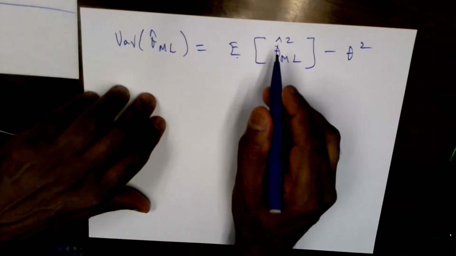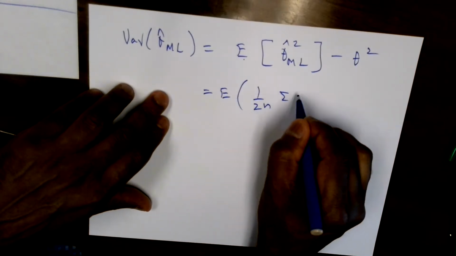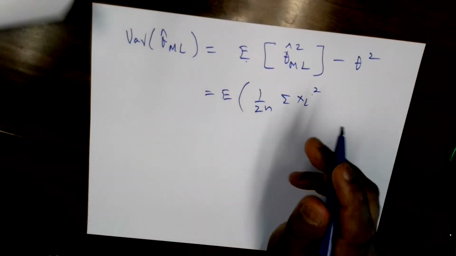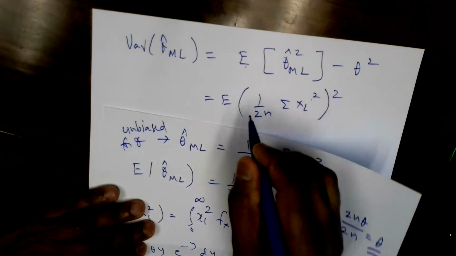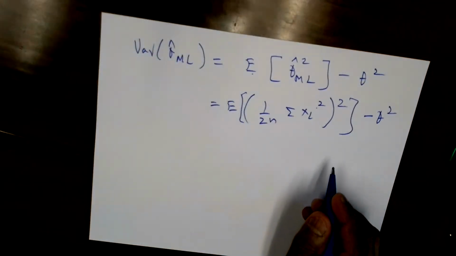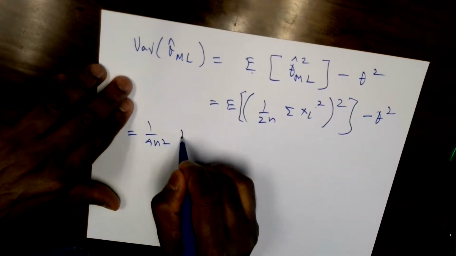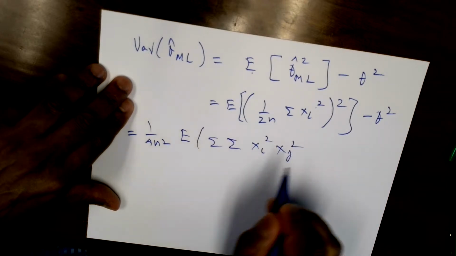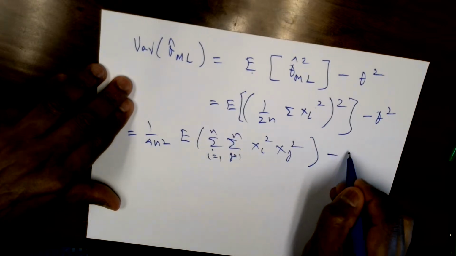So theta hat is here. If I substitute for theta hat, that's going to be 1 over 2n summation xi squared. Theta hat ML is here, so I plug it in and I have to square it again and then take the expected value minus theta squared. When I square this, it becomes 1 over 4n squared outside. Here I get the expected value of the double summation xi squared xj squared, i equal to 1 through n, j equal to 1 through n, minus theta squared.